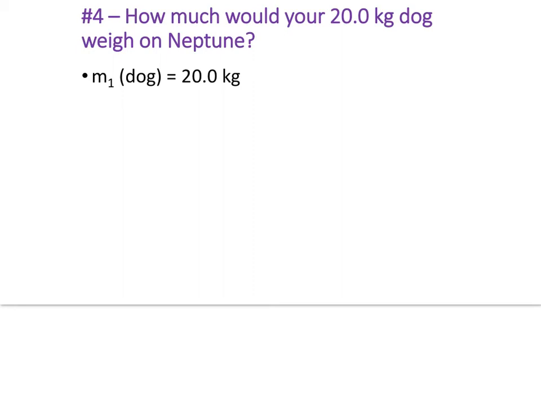Question 4 says, how much would your 20-kilogram dog weigh on Neptune? Now, right away, you know that you have a mass. You can call it mass 1. It doesn't matter if you call it mass 1 or mass 2, just as long as you keep them separate. So you have mass 1, your dog, which is 20 kilograms. And you have a planet, Neptune. So you're going to have the mass of Neptune for your mass 2. And the mass of Neptune is 1.03 times 10 to the 26th kilogram. You get that from the top of your worksheet.